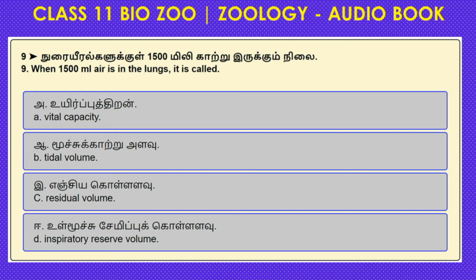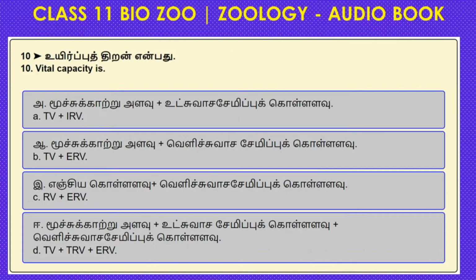Question number 9. When 1500 milliliters air is in the lungs, it is called A. Vital capacity, B. Tidal volume, C. Residual volume, D. Inspiratory reserve volume. Answer to this question number 9 is option C. Residual volume.